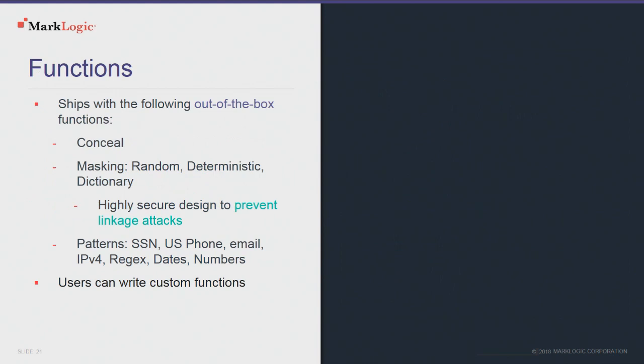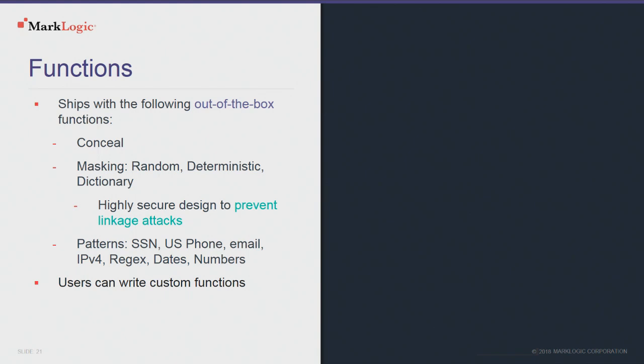What are the functions that we have out of the box? The simplest one is just conceal, just hide, as I did for the name for the BI export. Hide the name. There's nothing that needs to be there. But we also have functions like mask for random, deterministic, and dictionary. So random we already saw is just a random number or a random alphanumeric or alpha-only field.